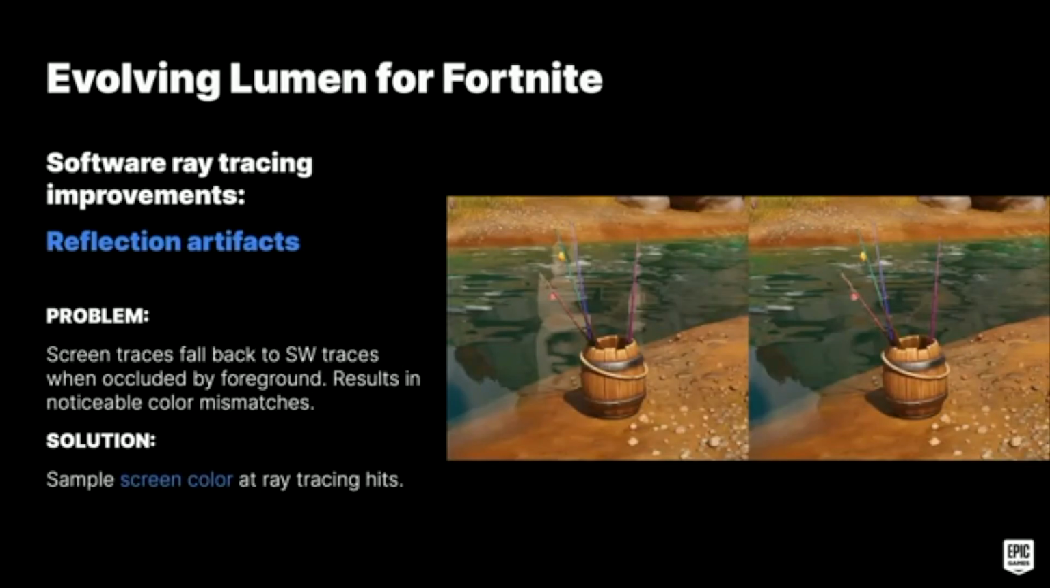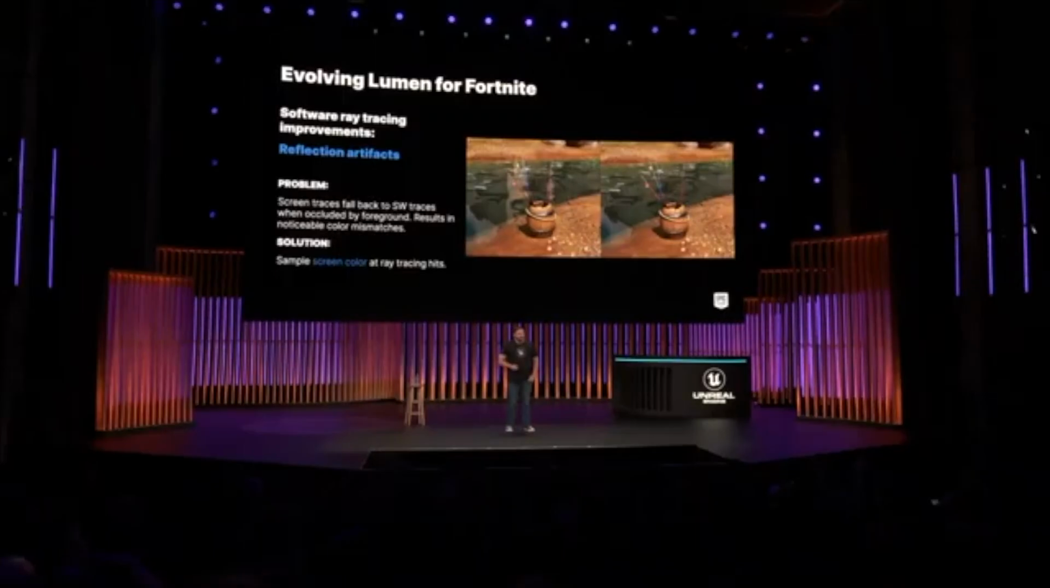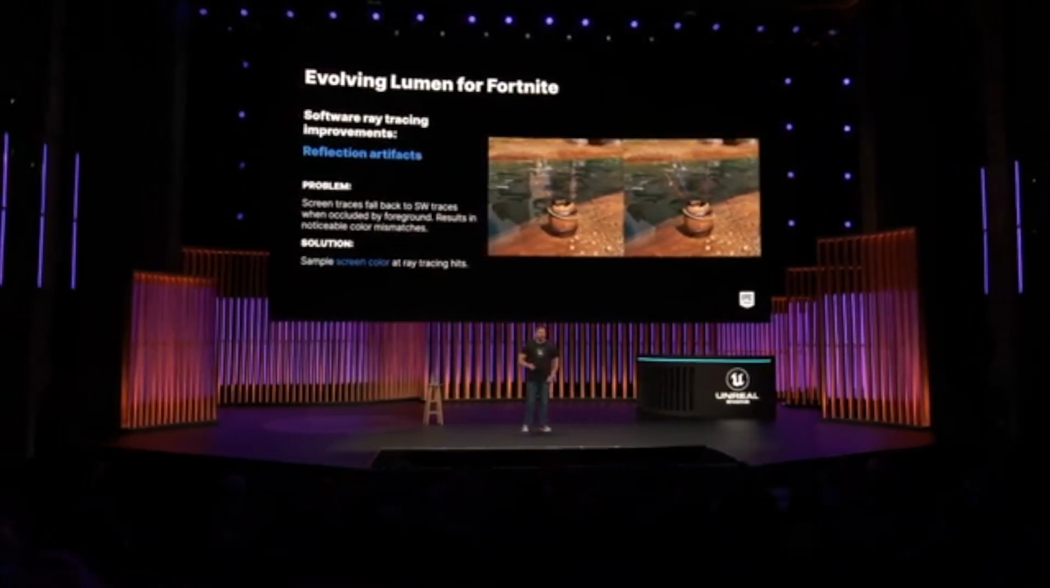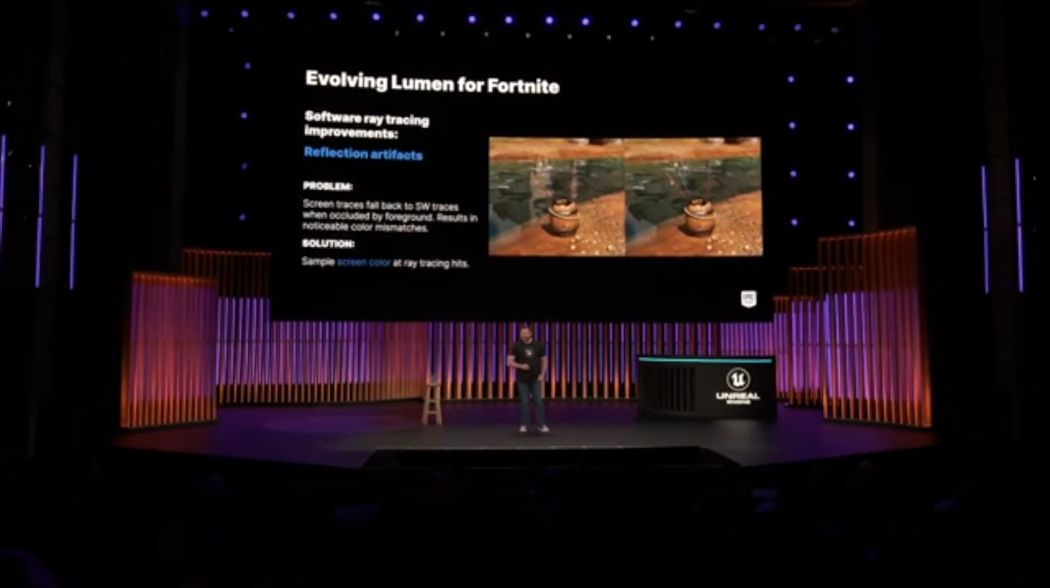One artifact we had to fix was streaking that would occur where screen traces are interrupted by foreground pixels. In this scenario, we fall back to Lumen software traces to continue the trace, which could result in a color mismatch with its neighbors. To resolve this, we sample screen colors at points where rays hit on screen, which reduces the mismatch.